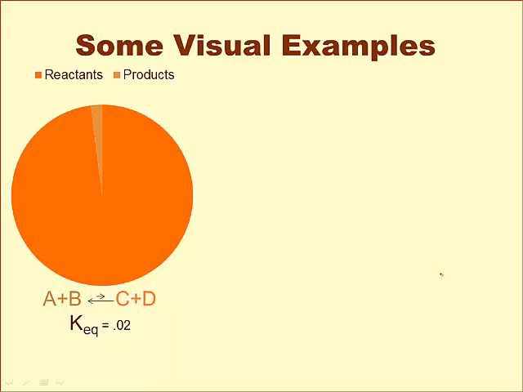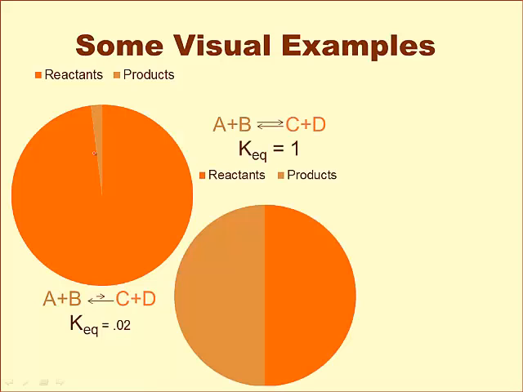All right, so some visual examples of KEQs. A very small KEQ, like 0.02, might look like this. The arrow's pointing backwards at A and B because it's making more reactants than products. And if you look at the graph here, that's exactly what it shows. The reactants are much, much larger than the products. It's very reactant favored.